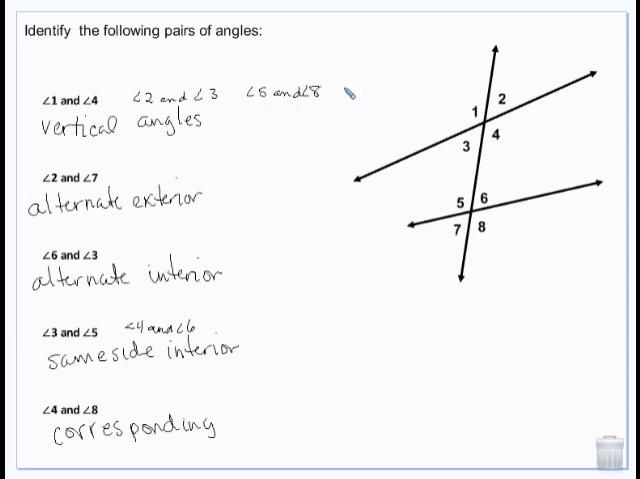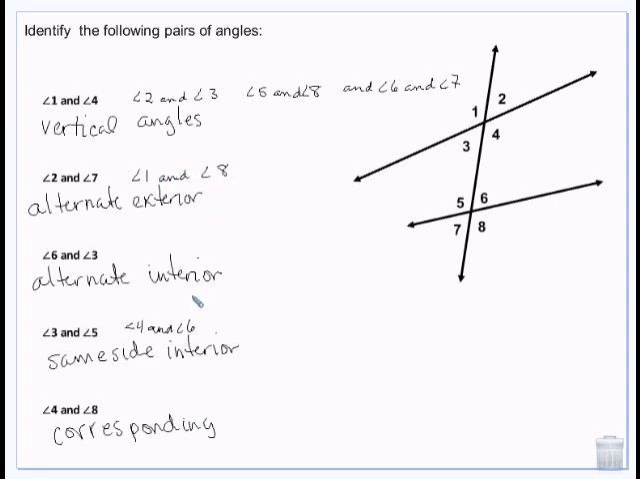Oops, angles 5 and 8, and 6 and 7. Those are all the vertical pairs. Okay, alternate exterior. We have 2 and 7. What's the other pair of alternate exterior? 1 and 8. Yeah.